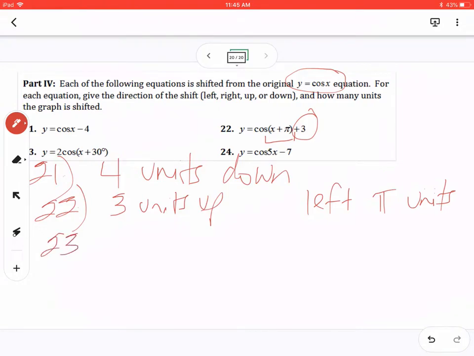Question 23. In question 23, there's a 2 in front of the cosine, meaning that our amplitude is 2. However, that's not going to affect the translation. But we do notice how, in parentheses, x is added to 30 degrees. Since x is being added with 30, we're going to the left, and instead of being in radians, the input value is in degrees, 30 degrees.